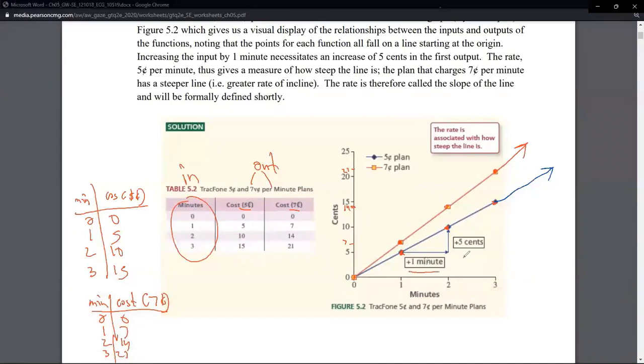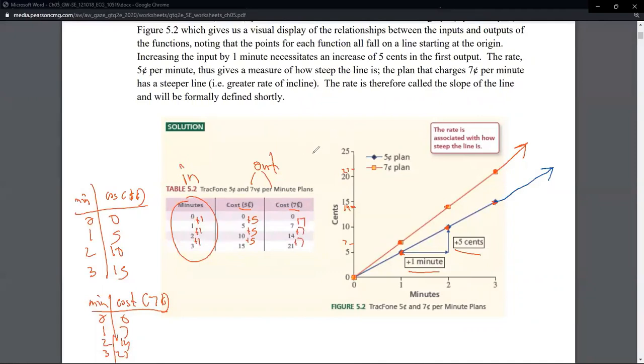Now, this right here, this right 1 and up 5, this is what I was talking about before with the consistent patterns. Every time we add 1 minute, this is going up 5 cents. Or for this column over here, every time we go up 1 minute, this goes up 7 cents, up 7 cents, up 7 cents.